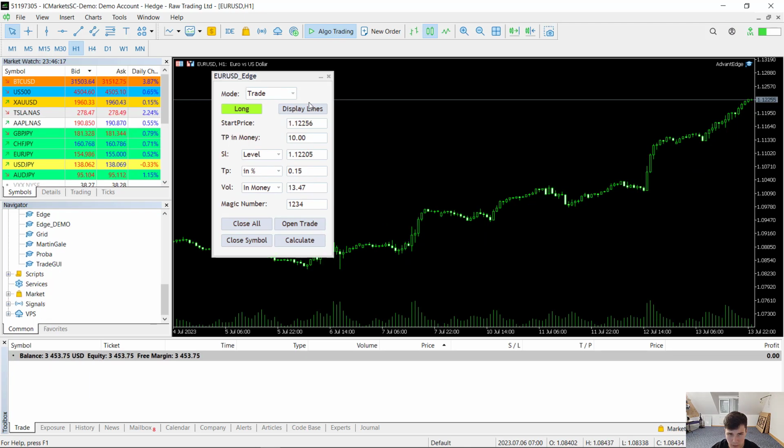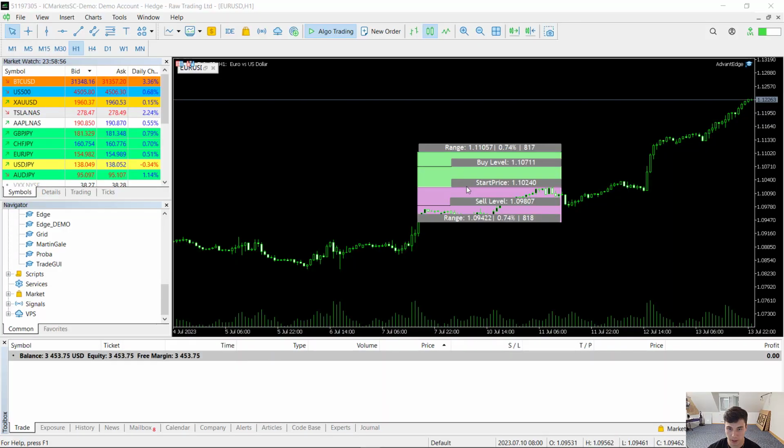Just like that. So now that we have discussed the trade mode, let's take a look at the martingale mode. But what is a martingale strategy? A martingale strategy works the following. First, when the start price is reached, then the strategy can open trades. It will open trades at the buy level or at the sell level.